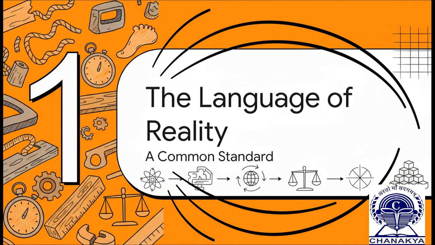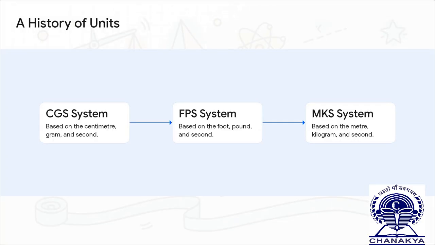How did humanity get from total measurement chaos to a single, universal language of reality? Well, that's the story we're going to get into in our first section here. So this journey to a unified system, it wasn't instantaneous. It didn't happen overnight. For a long time, different systems were all living side by side.